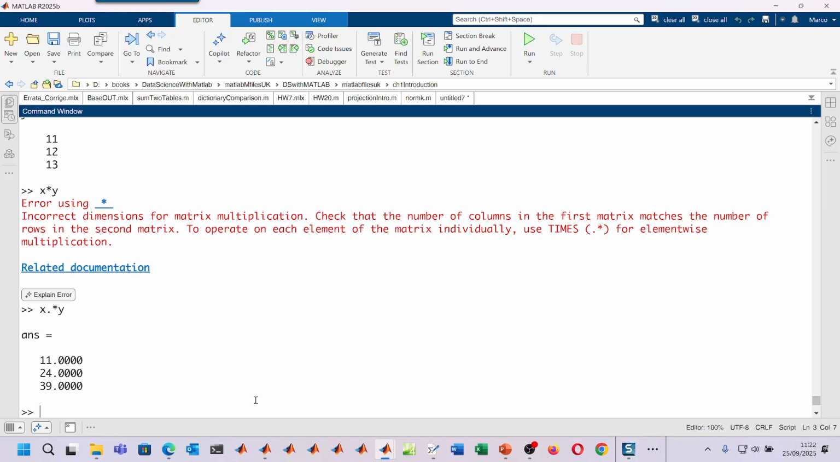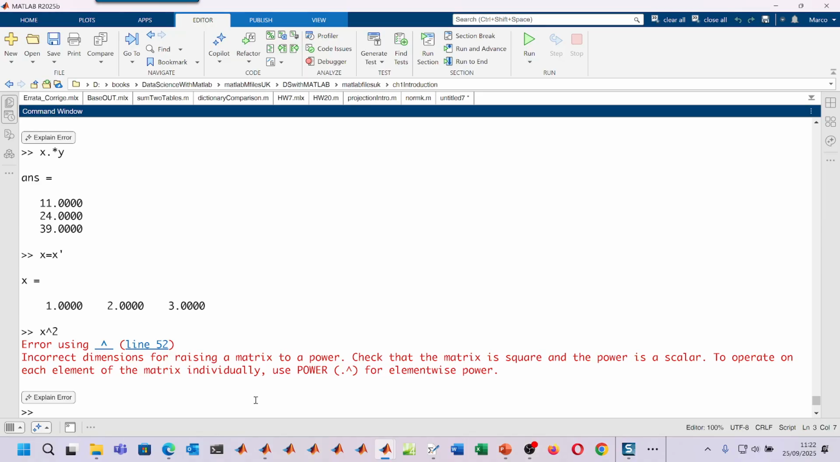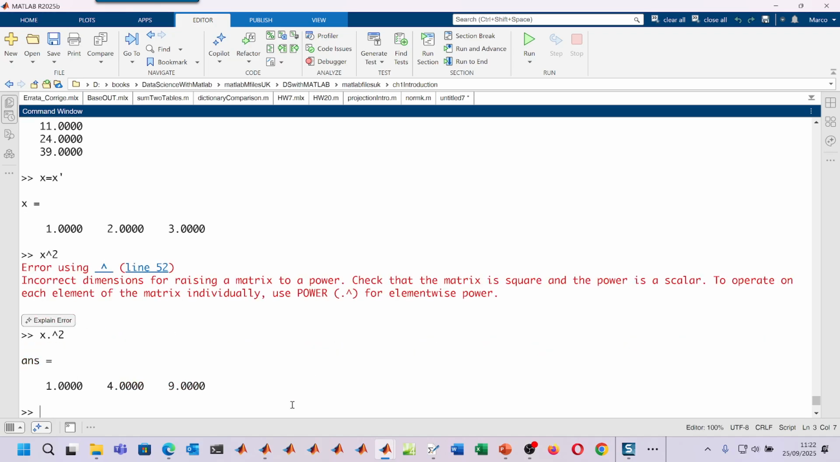Okay? Similarly, let us do x equal to x prime, x squared. Does it work? Not at all. If you want to raise each element individually to the power, then use dot. So this one works, right?